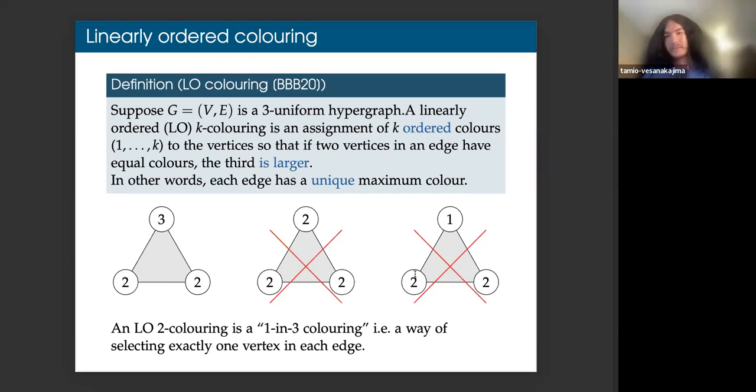So with this notion of coloring in hand, we're going to want to look again at the similar sort of approximate version of the coloring problem. So like before, if I give you a hypergraph that's colorable with a small number of colors, what's the smallest number of colors that you can actually color the hypergraph with?